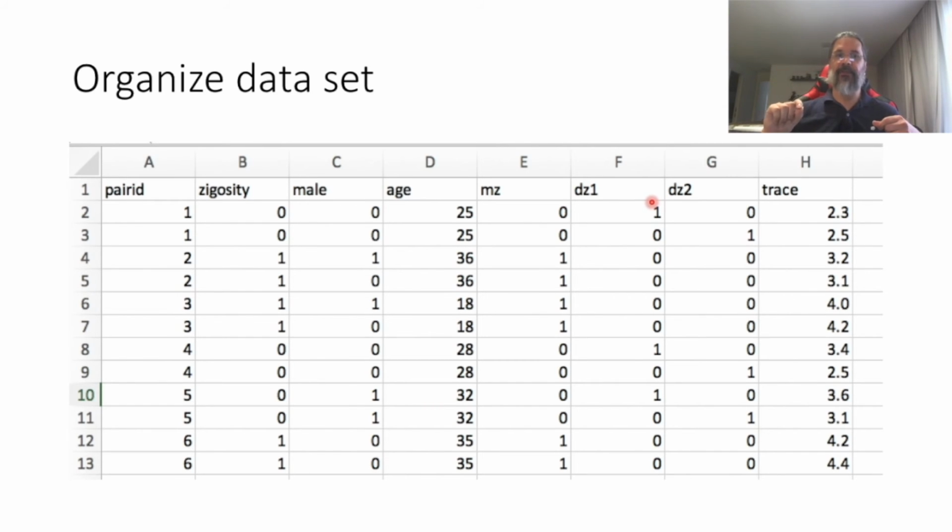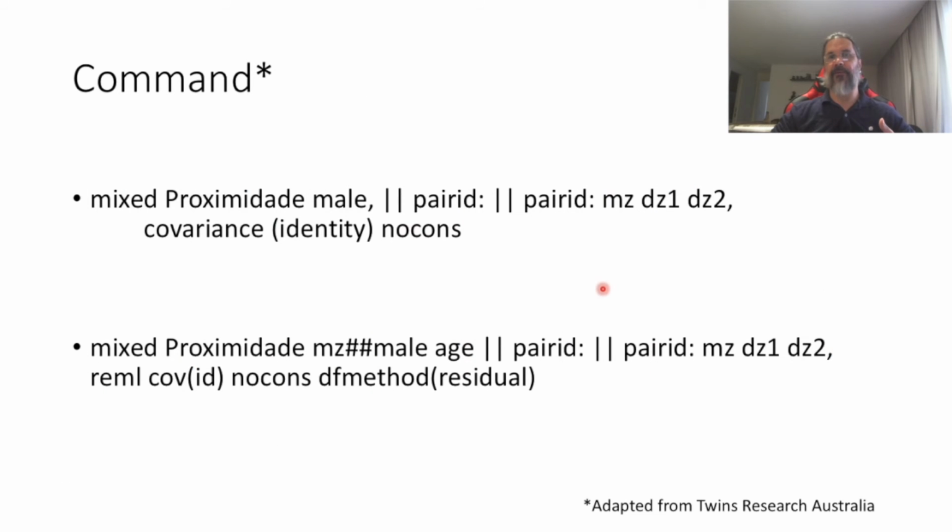The first twin is 1 and 0, and the second is 0 and 1. It doesn't matter which one is which, as long as they are assigned differently. Monozygotics will only have zeros here, since they were already defined in the previous column. And then we have our comments. Here we have two examples that can be modified to fit different designs.